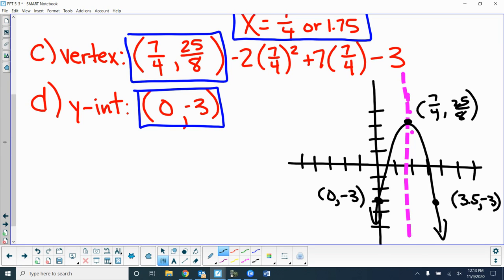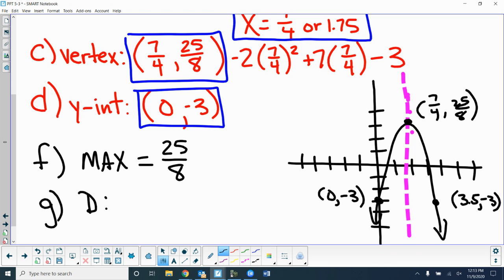Okay, and then Friday's stuff, what we added to this, okay, I guess we could call it F. It's a max. And what's the maximum value? Well, it's only the y value. So it's just the 25/8 or 3.125. Then domain, if we go G, domain and range, domain is always all reals. And range, since it's a max, y is less than or equal to whatever the maximum value was.